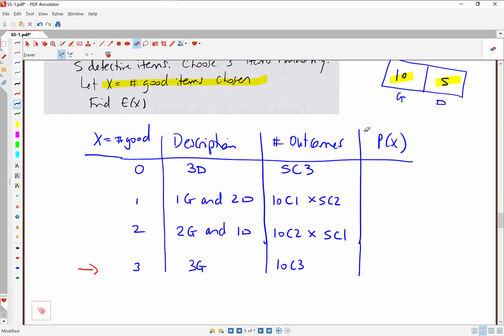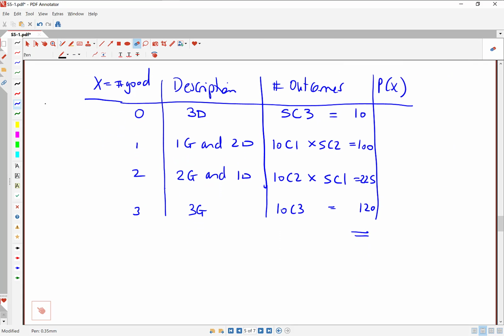So in order to make things a bit easier for ourselves, let's create numerical values here using our calculator. So 5C3 is 10. 10C1 times 5C2 is 100. 10C2 times 5C1 is 225 if you do that on your calculator. And then 10C3 is 120. And to get our probabilities, what we're going to do is just add up these numbers and then we'll divide by the total number of outcomes. Our total number of outcomes is 455. And we can create our probabilities just by taking each number of outcomes and dividing by our total. So we get things like 10 over 455.